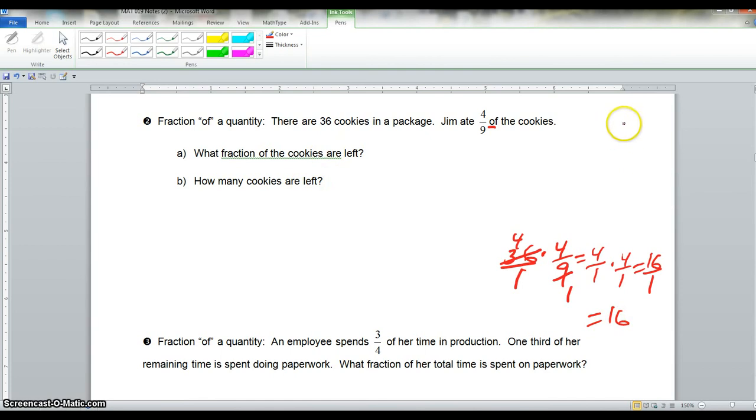Now, what we need to do is take 36 minus 16 to give us how many cookies are left. We have 20 cookies left. So it says what fraction of the cookies are left. So we will put 20 out of the 36 cookies. Now this can be simplified. 20 and 36 both have 4 in common. 20 divided by 4 is 5, and 36 divided by 4 is 9. So 5/9 is the fraction.